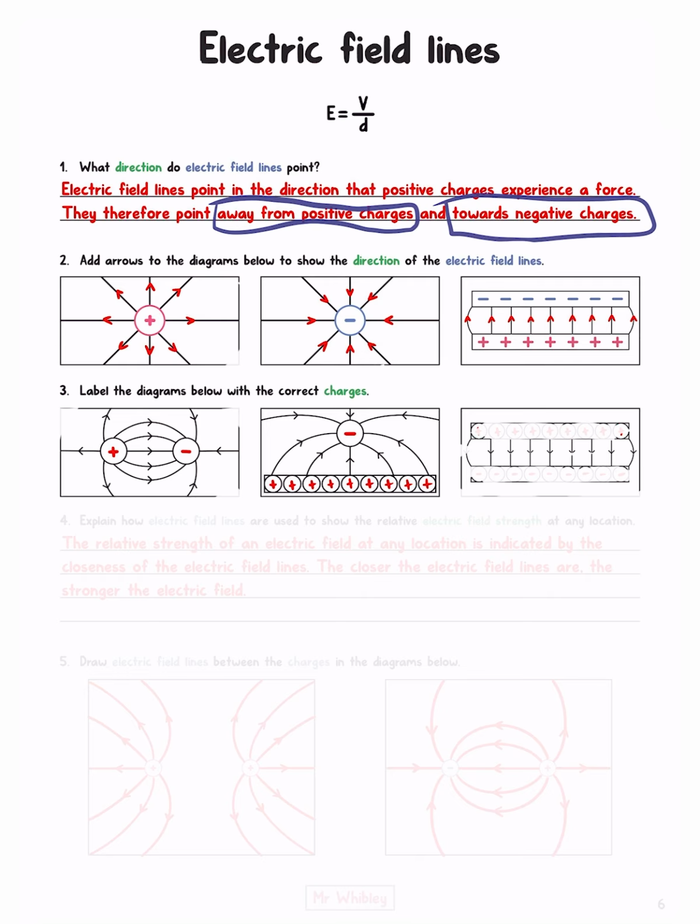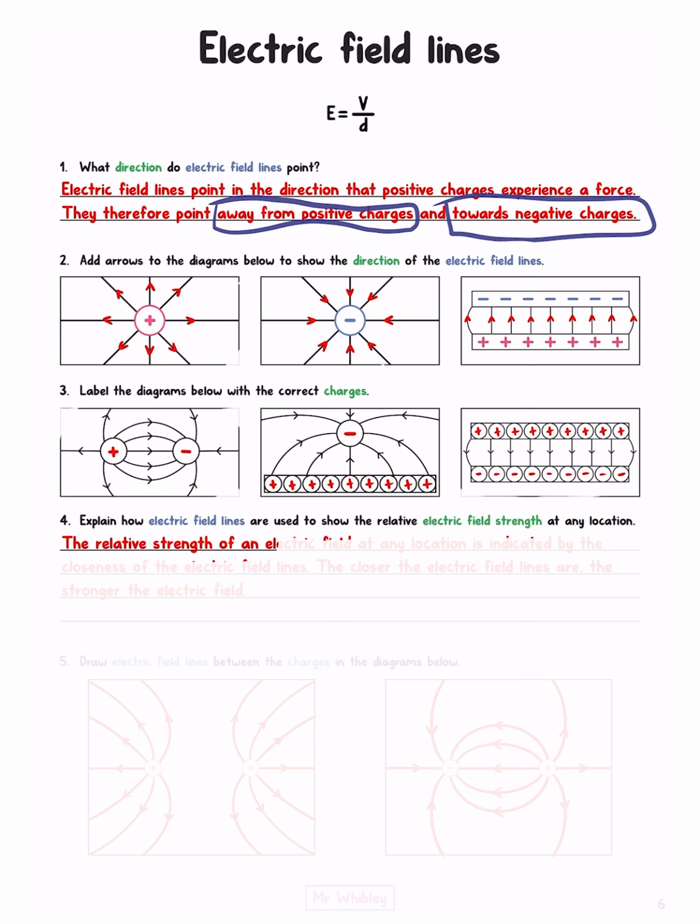For our last diagram, we have 2 charged plates. The field lines point away from one, which must be our positive, and towards the other, which must be our negative. Question 4. Explain how electric field lines are used to show the relative electric field strength at any location.